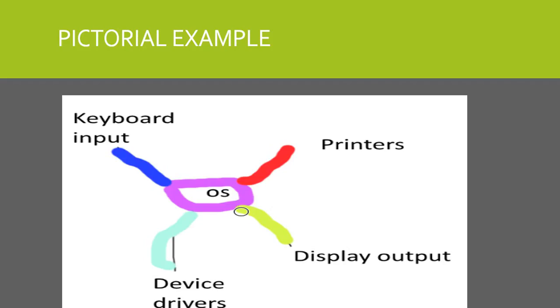So the next part is a pictorial example. So here we go. We can now see the operating system going towards printers, the keyboard input, device drivers, and display output. Although it's not the best drawing, it looks like something a 5-year-old could draw, and I'm like 19. It doesn't really help. I thought some people learn from pictorial examples, some people learn from talking, doing, touching.